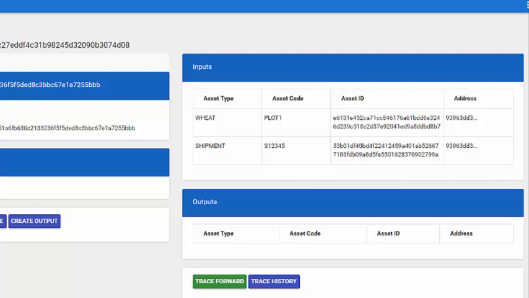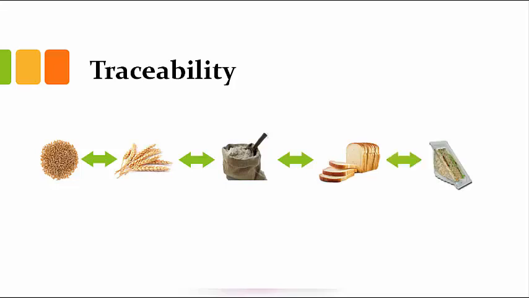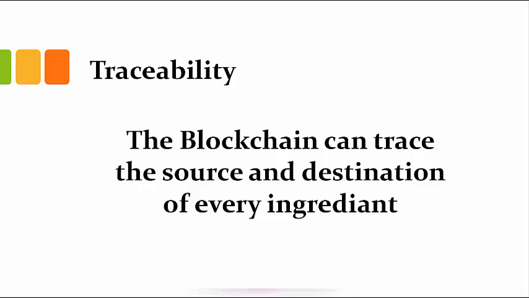As you can see, this not only allows the blockchain to provide complete traceability, but also allows the blockchain to be used to build time-saving functions. When the mill turns the wheat into flour and then sends it to the baker, who turns it into bread, who then sends it to the sandwich maker, who makes packaged sandwiches, the blockchain can be used to trace the source of every ingredient in the sandwich.